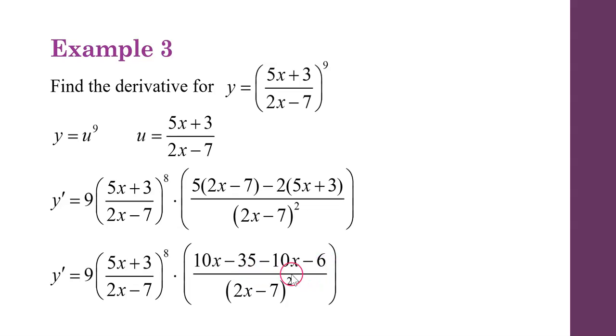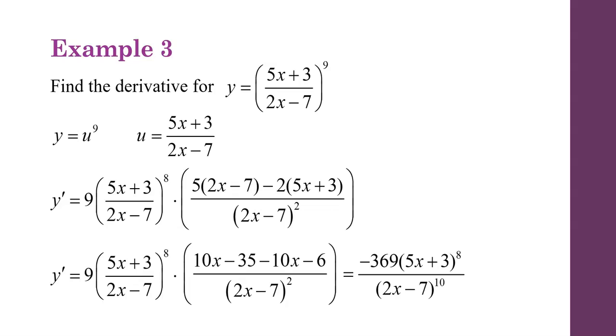And then I can multiply that times the 9 and rewrite this parentheses as a 5x plus 3 to the 8. So that goes on the top. So on the top I have 9 times the negative 41 times the (5x + 3) to the 8. On the bottom, I'm going to have a (2x - 7) to the 8 from the first parentheses, and the (2x - 7) to the second from the second parentheses. Those combine into (2x - 7) to the 10th power.